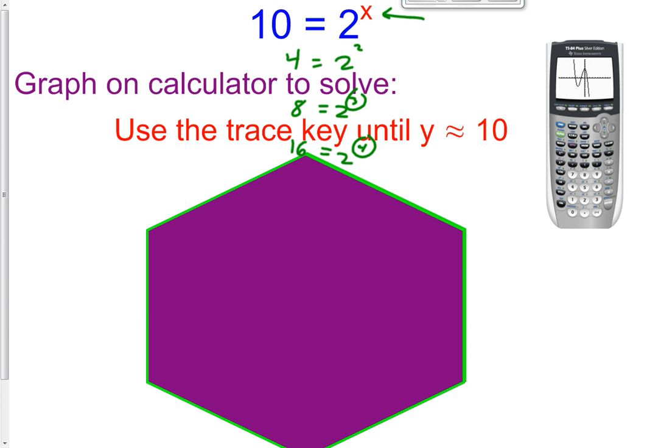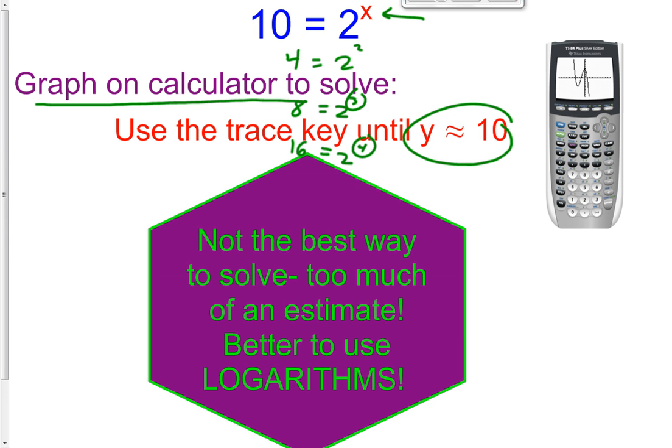So to approximate that, I could use my graphing calculator and graph it, and then I could use the trace key to see when it is approximately 10, but I'm never going to get a very exact answer. It's not the best way to solve. A much better way to solve is to use logarithms, which is what I'm going to introduce to you today.